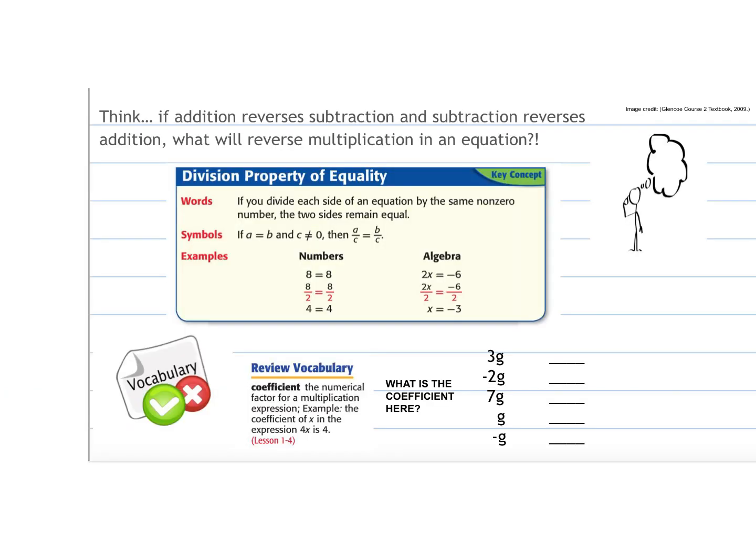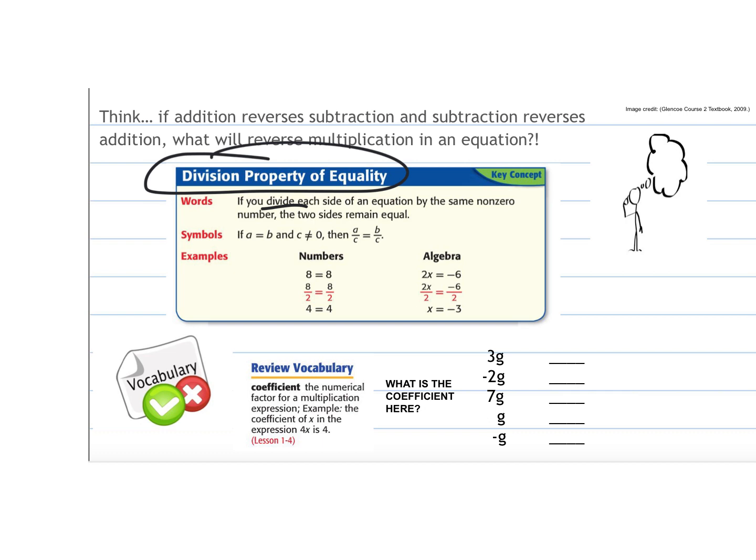So let's think about it: if addition reverses subtraction and subtraction reverses addition, which is what we did on our last video notes for solving one-step addition and subtraction equations, then what will reverse multiplication in an equation? We talked about that division is the opposite of multiplication. So the division property of equality is if you divide each side of an equation by the same non-zero number, the two sides remain equal.